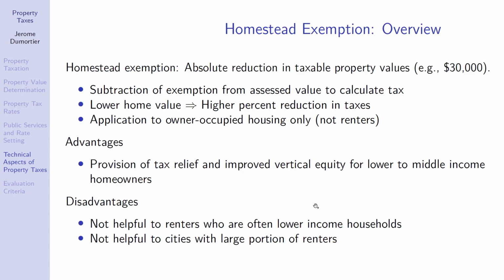Now next, let us look at some property tax relief measures. And here we are going to look at the homestead exemption and also the circuit breaker. Basically, the homestead exemption is an absolute reduction in the taxable property value or in the assessed value. For example, that could be $30,000. So you basically subtract the exemption from the assessed value to calculate your tax.